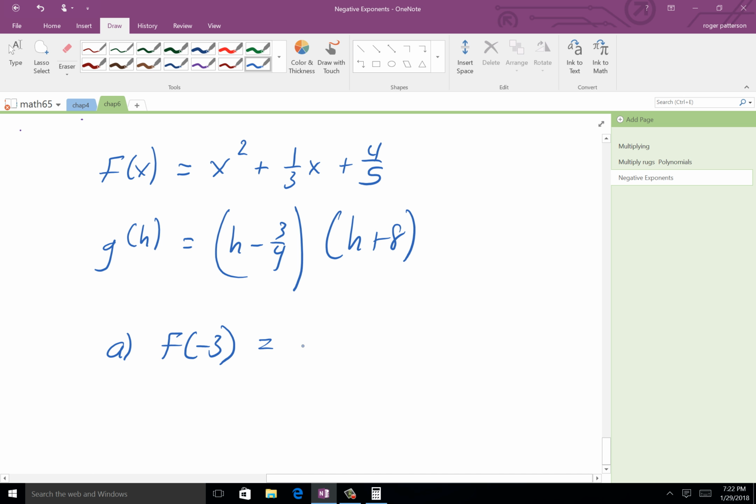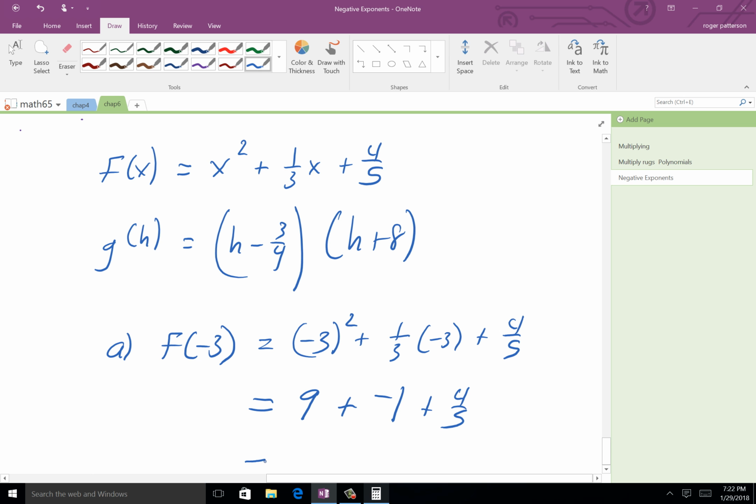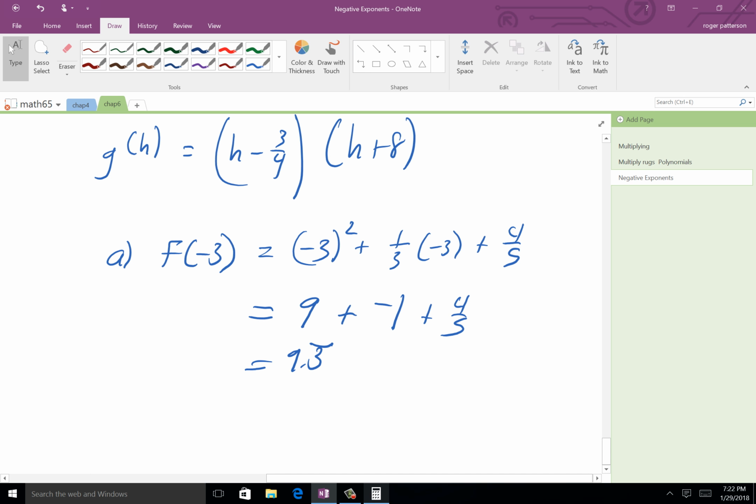So this would be equal to -3 squared plus 1/3 times -3 plus 4/5. So -3 squared, that's 9. This is going to be -1. It's going to be 4/5. I would probably just use my calculator on this. 9 plus negative 1 plus 4/5, 8.8. Okay, that's that one. Alright, so you're just substituting the value in.